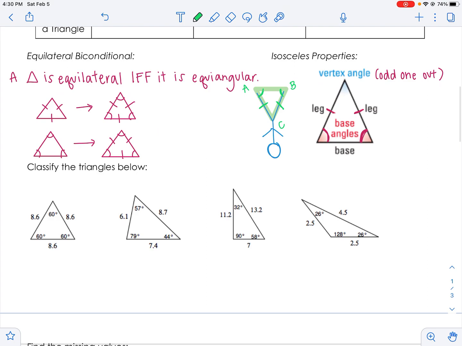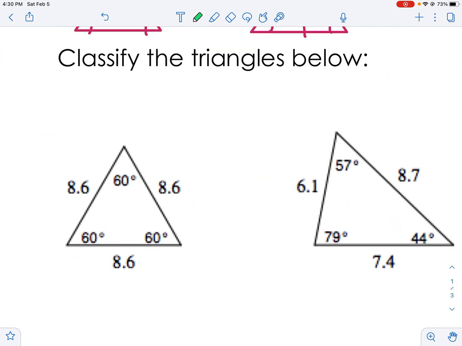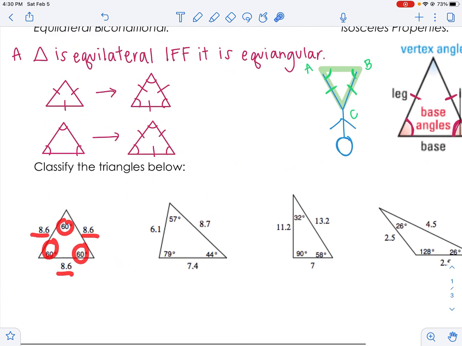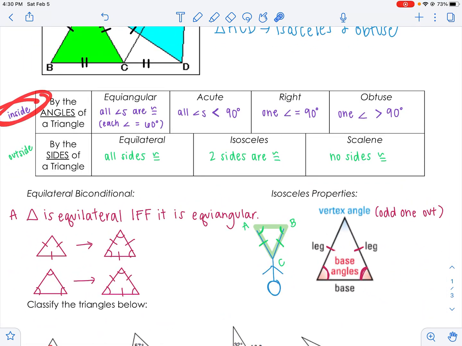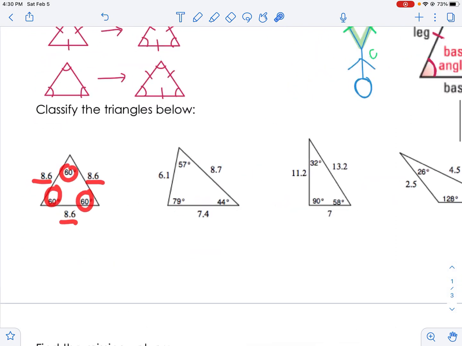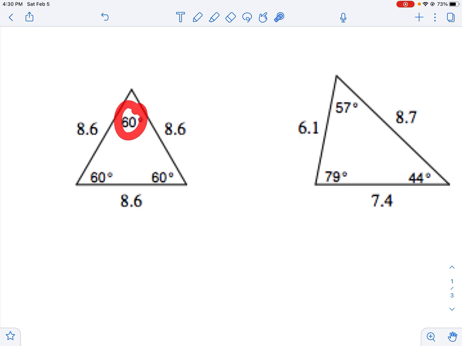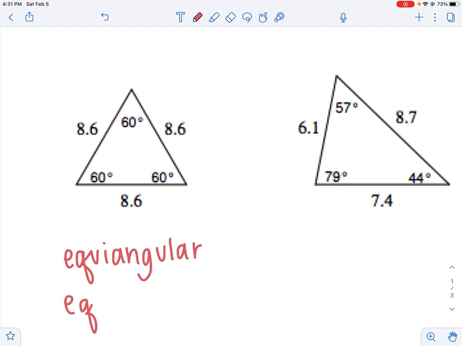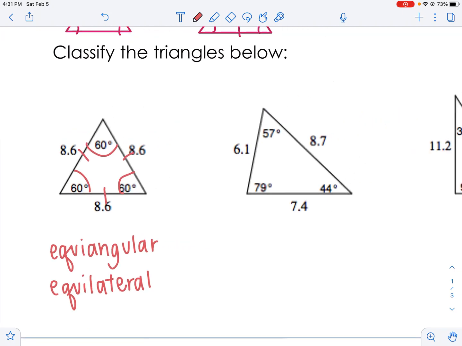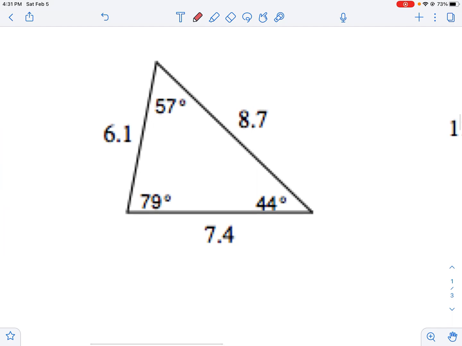So let's take a look at these four triangles and see if you can classify these and notice some patterns. I'm going to give you a minute to look at the inside and the outside. And then go back up to your answer bank right up here. We should be picking one inside word and one outside word. Well, hopefully you were able to get that if all these angles are 60, that makes it equiangular. And if it's equiangular, it has to be equilateral. Which, if you'll notice, all the angles were the same, therefore all the sides are the same, 8.6, 8.6, 8.6.